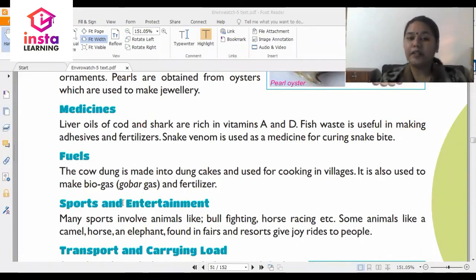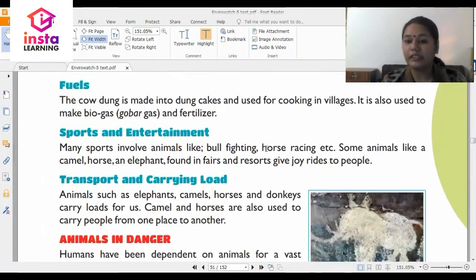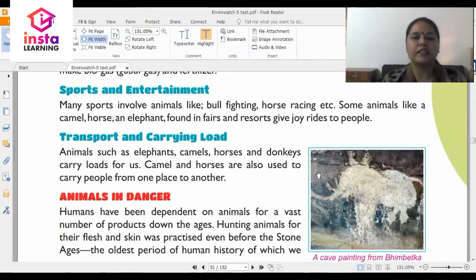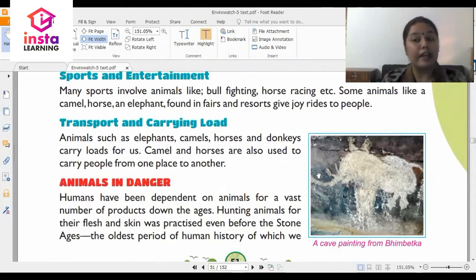Then sports and entertainment. Many sports involve animals. What are these? Like you have bullfighting. Sports like polo, which is played sitting on a horse's back. Then you have horse racing. Some animals like camel, horse and elephant found in fairs and resorts give joy rides to people. I'm sure most of us have experienced this. Transport and carrying load: like we discussed, animals like elephants, camels, horses and donkeys carry load for us. Camels and horses are also used to carry people from one place to another. And what is the other name for camel? It is called the ship of the desert.